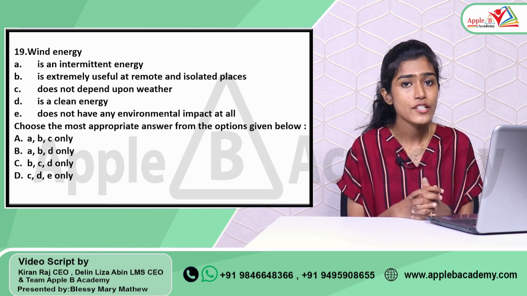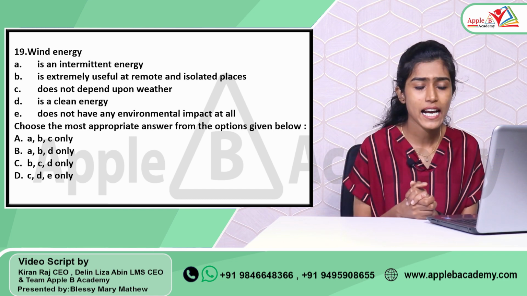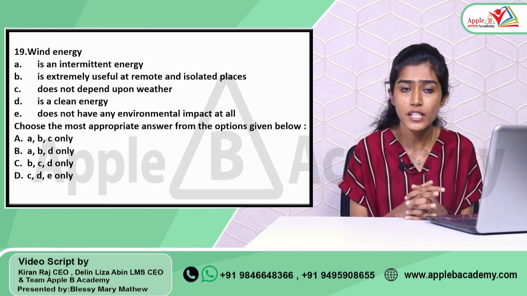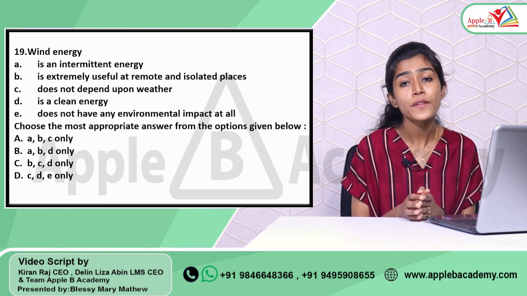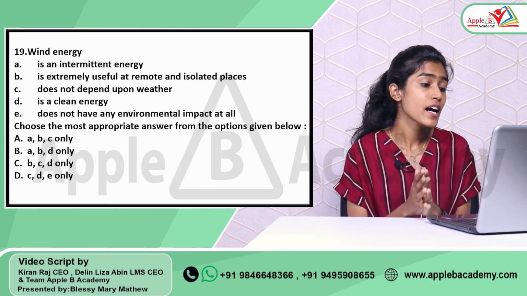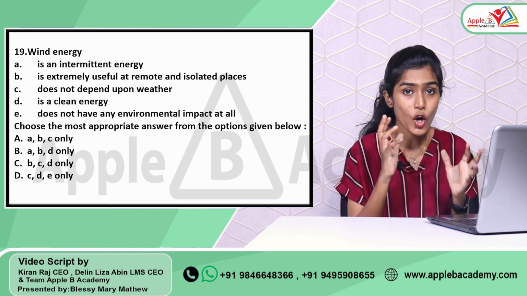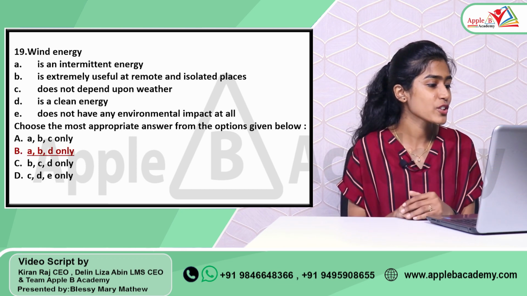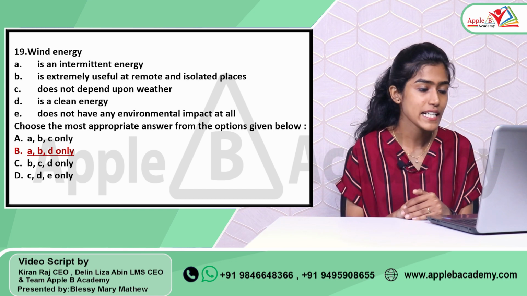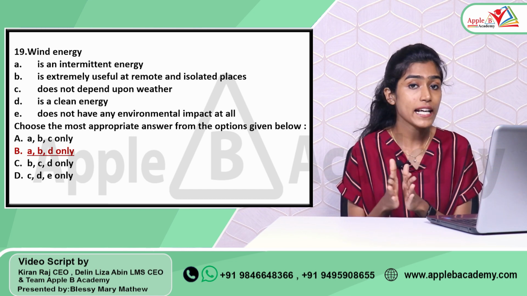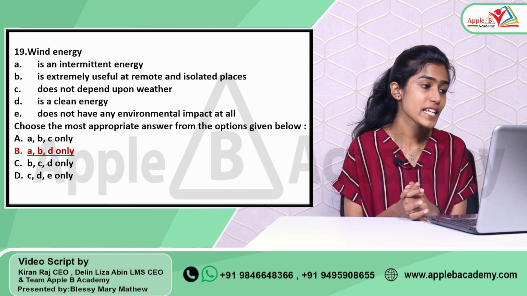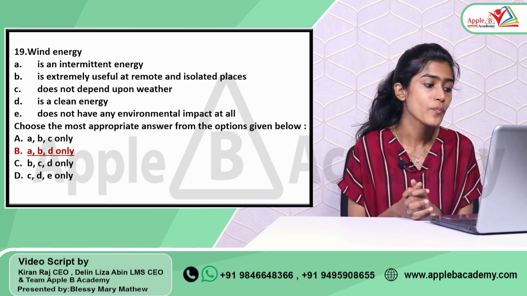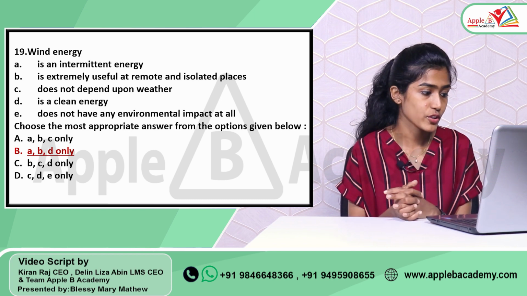So if you consider these options and focus on them, you can easily understand that there are certain options that we can easily eliminate, and we can find out the right combination of options that can be taken as the right choice for this question. Okay, so the right answer for this question is option B, A, B, D only. This is the answer that we could find in the final answer key as well. So wind energy is an intermittent energy. It is extremely useful at remote and isolated places, and also it is a clean energy. So that is the answer for this question.